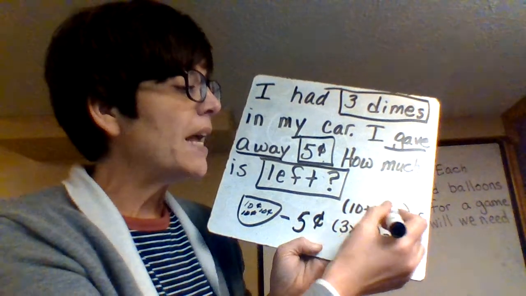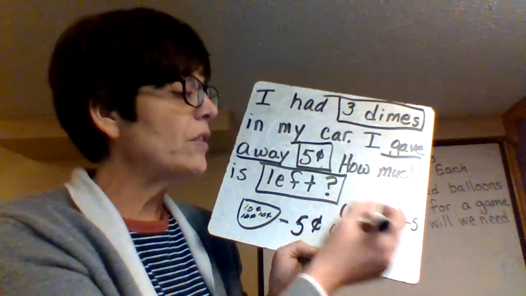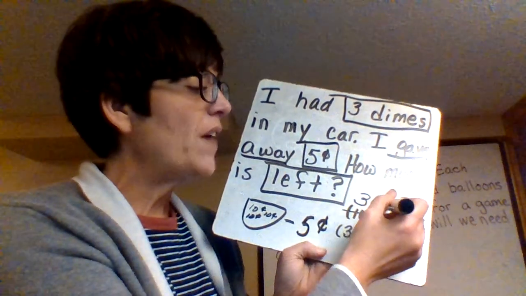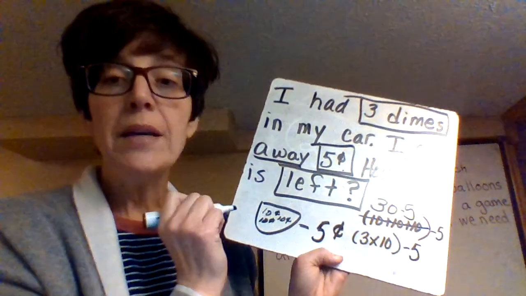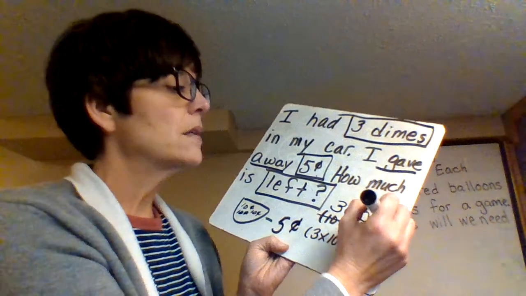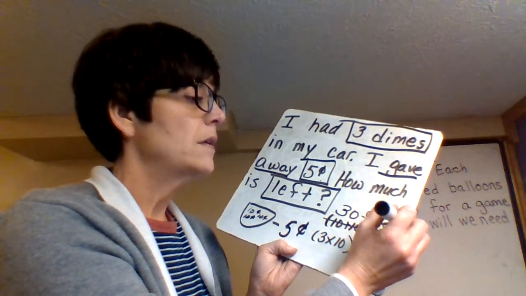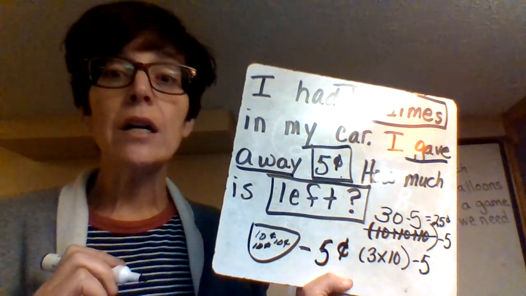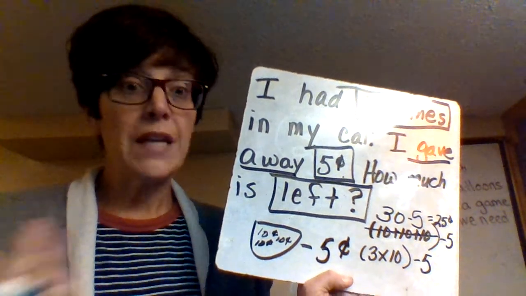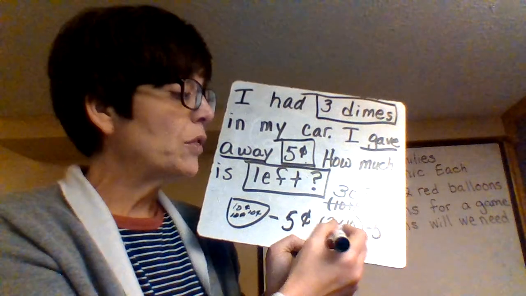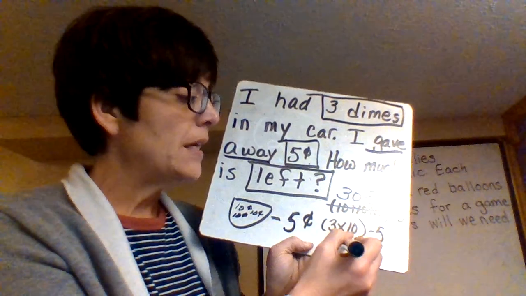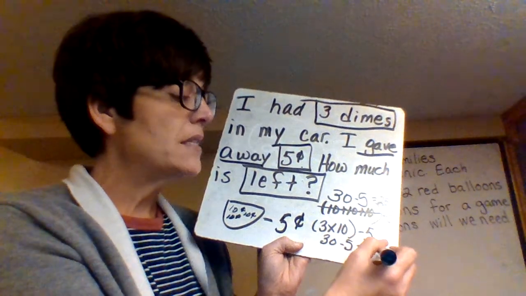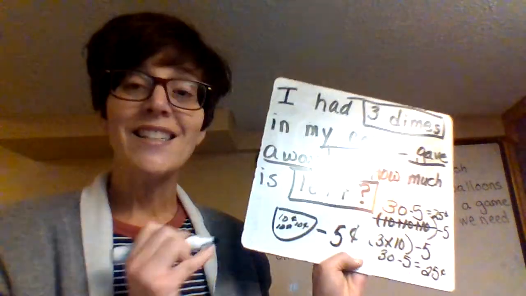So 10 plus 10 plus 10, 10, 20, 30, minus 5 cents, 30 minus 5 is 25 cents. Now, if I come up with the same answer, then I've done it and I've proved it. 3 times 10, 3 groups of 10, is 30 minus 5 is still 25 cents.